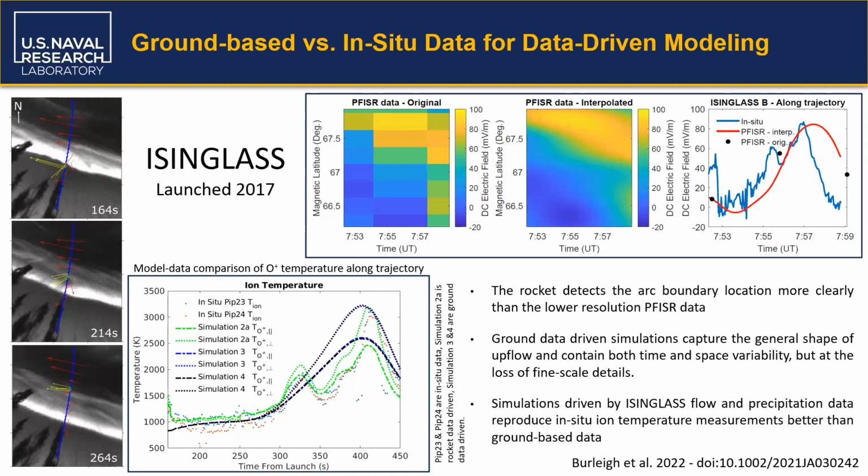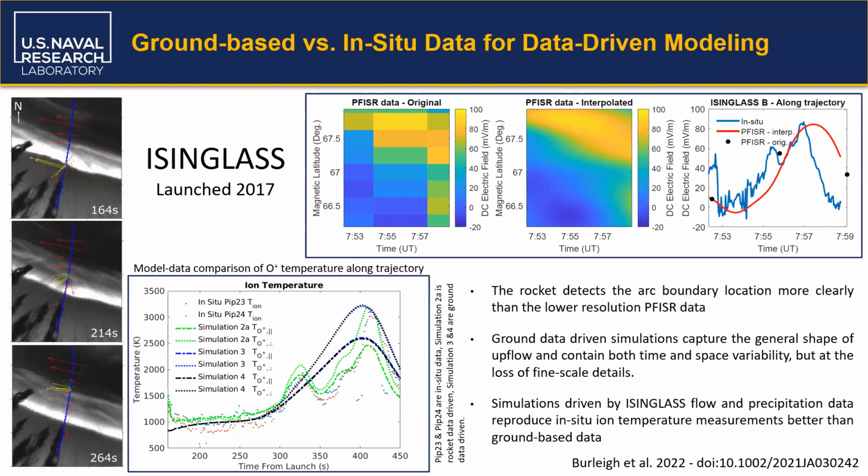So the directionality of the plasma flow evolves as the rocket traverses the arc. As we progress from the top to the middle to the bottom image on the left, we can see the yellow arrows are pointing towards the left, and then they point downwards in the middle image, and then they're pointing to the left again in the bottom image. Overall, there is general agreement between the rocket and the Fabry-Perot data, so the yellow and the red arrows point in the same directions at the same time.